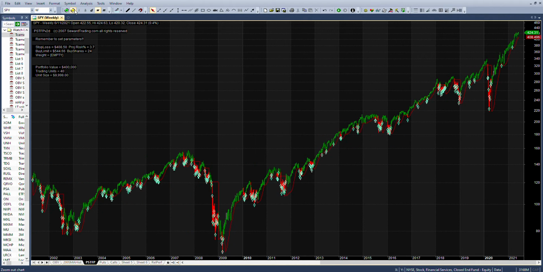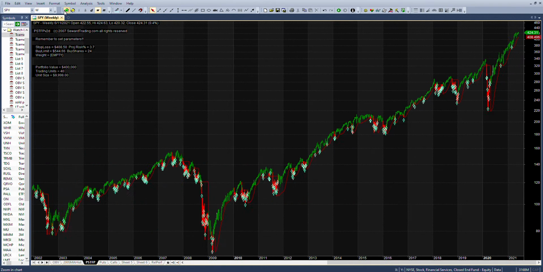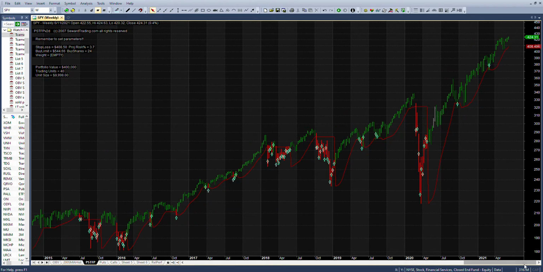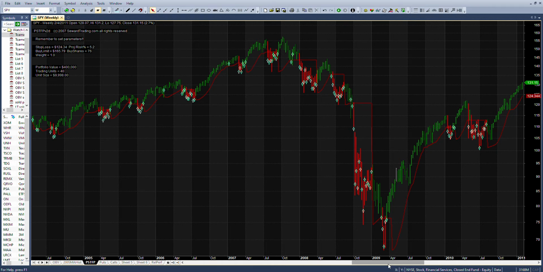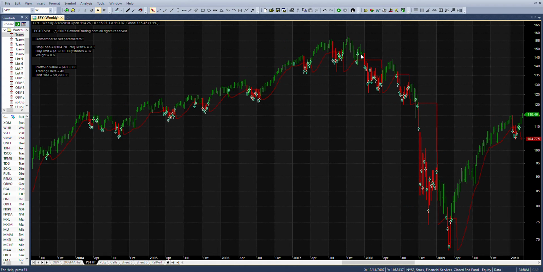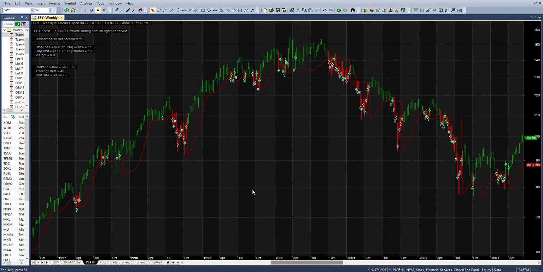So even with the crashes, let me zoom in and scroll back. Even with the crash of 2000 and the crash of 2008, you can see, here's your 2008, it had me out of the market. We did get some signals to get back in, but most of the time it had us out of the market. And same goes over here. Once you start getting these signals, you'll be out of the market.